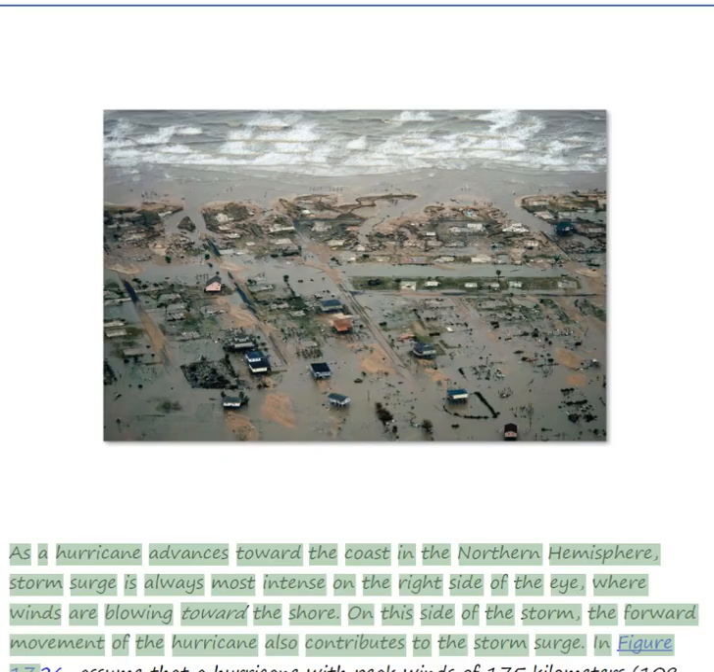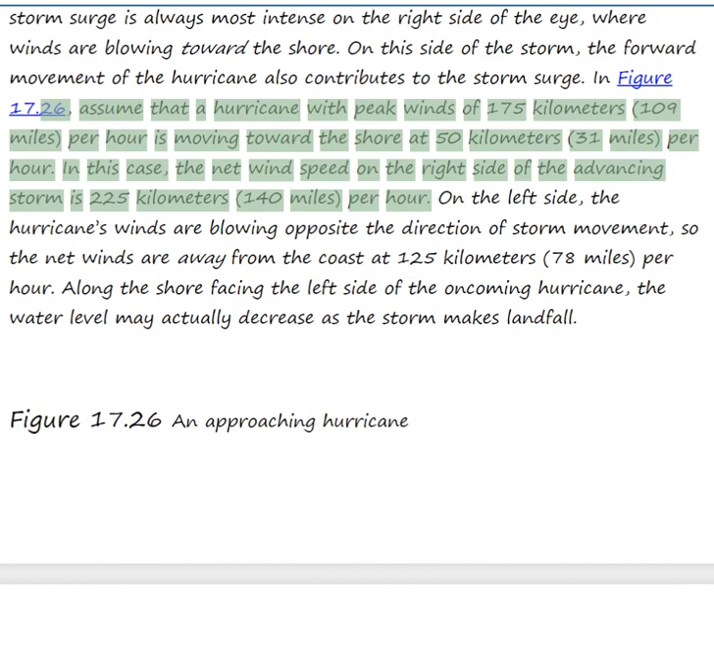As a hurricane advances toward the coast in the northern hemisphere, storm surge is always most intense on the right side of the eye, where winds are blowing toward the shore. On this side of the storm, the forward movement of the hurricane also contributes to the storm surge. In Figure 17.26, assume that a hurricane with peak winds of 175 km per hour is moving toward the shore at 50 km per hour. In this case, the net wind speed on the right side of the advancing storm is 225 km per hour.